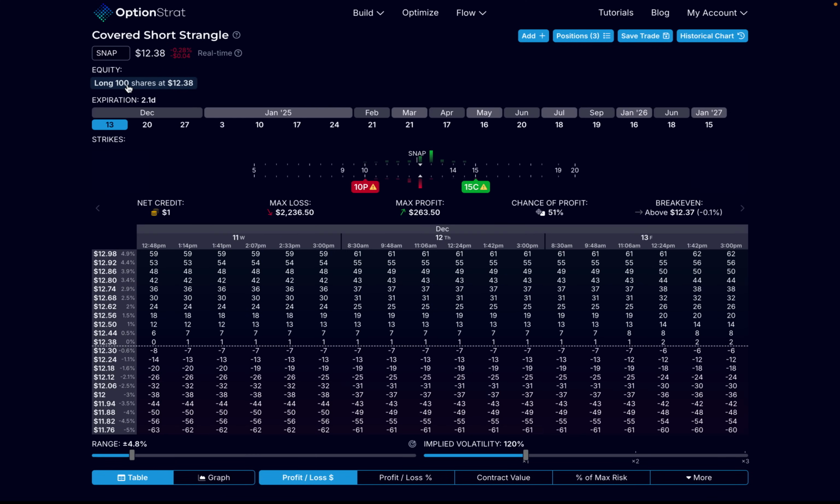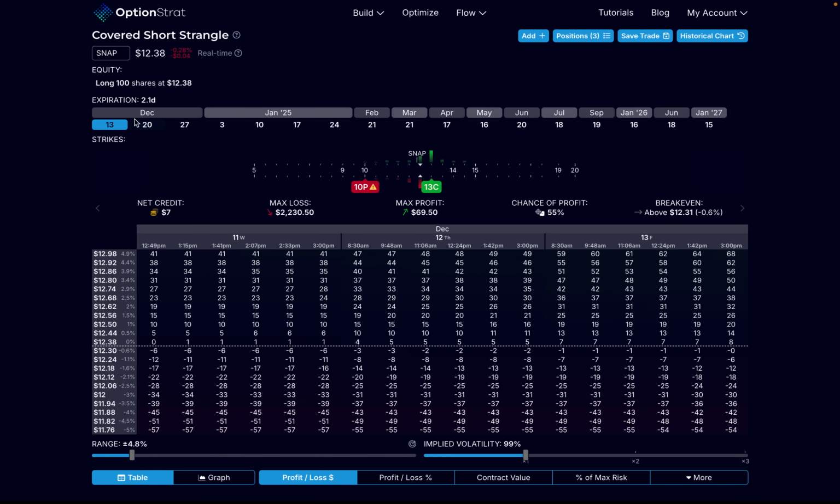So here is Snap. And so again, what are we doing here with the covered short strangle? We should already own 100 shares, or we should be purchasing 100 shares. We should believe the stock is fairly valued. And we would not mind selling our shares if the stock goes up a little bit. But at the same time, we would not mind buying more shares if the stock goes down a little bit. So as you can see here, I'm long 100 shares at $12.38. Now, since I have 100 shares, I can sell a call. So for this example, let's say I would sell my call at the $13 strike.